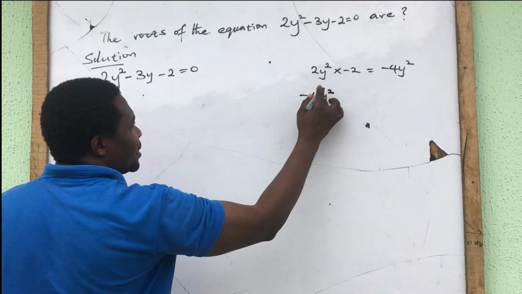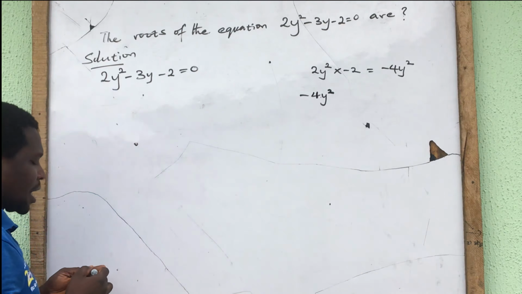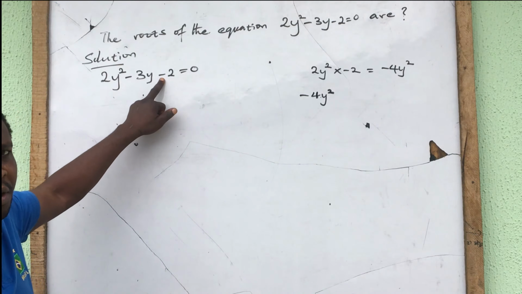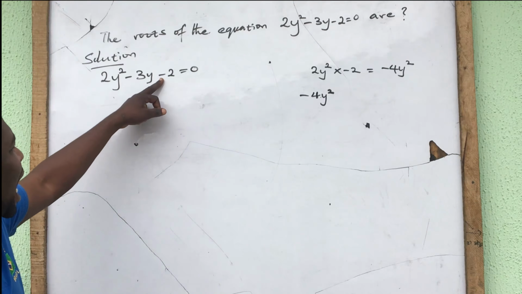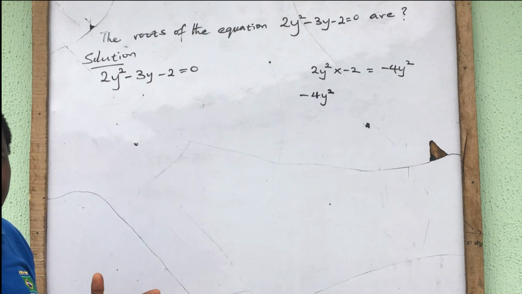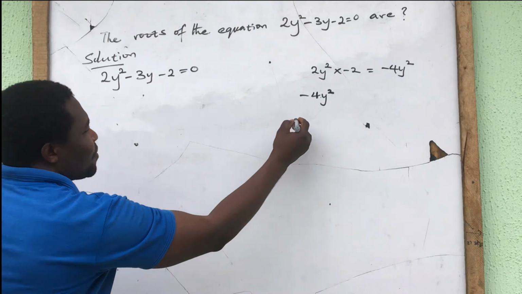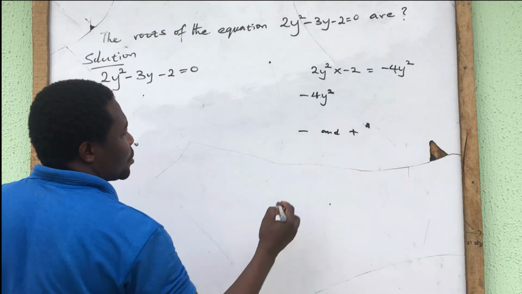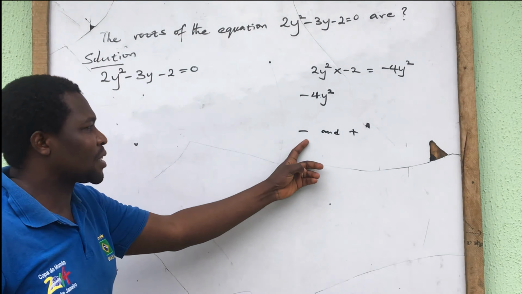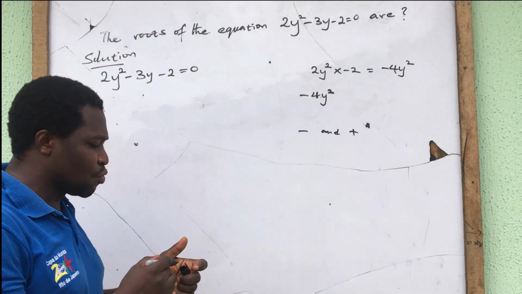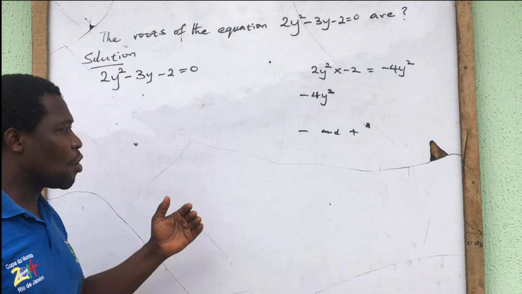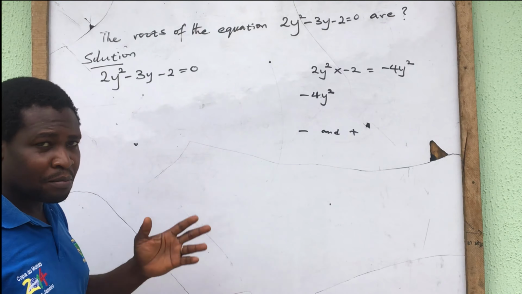To factorize this one, something will certainly help us. Look at this, this is minus. It's telling us that we are going to have different signs, that is, minus and plus. The two roots will not have the same sign. One will be negative, one will be positive, minus, plus.